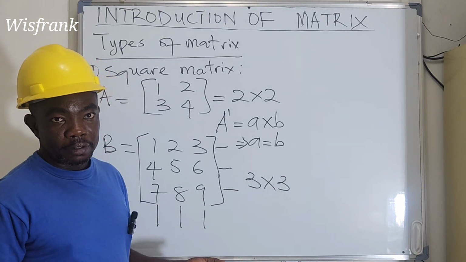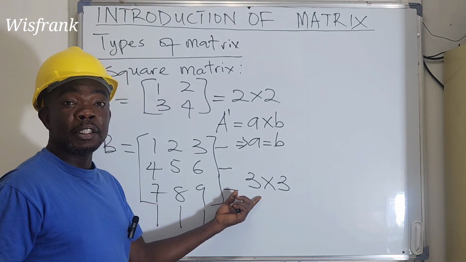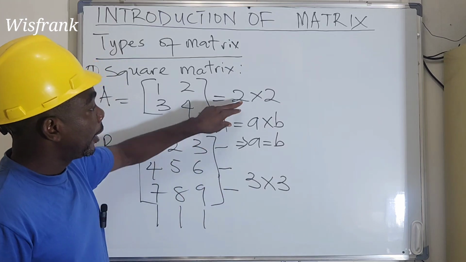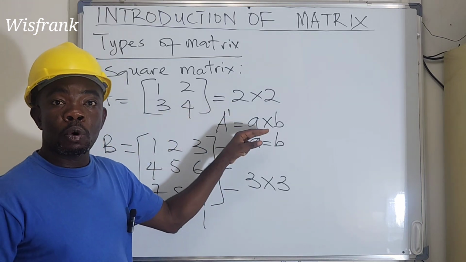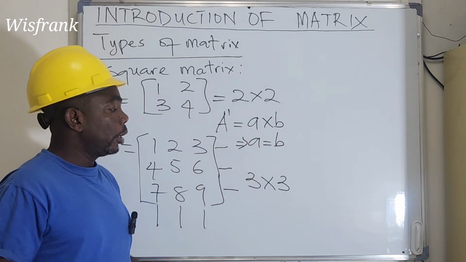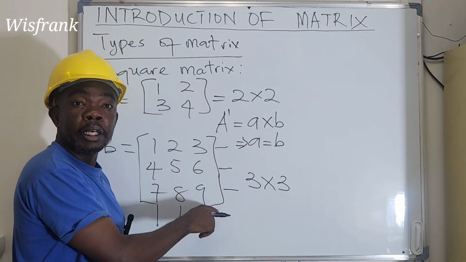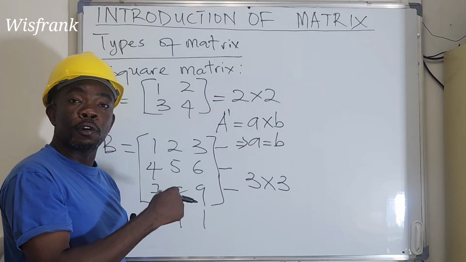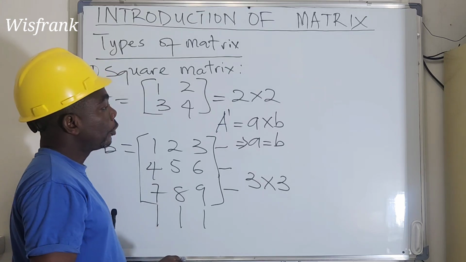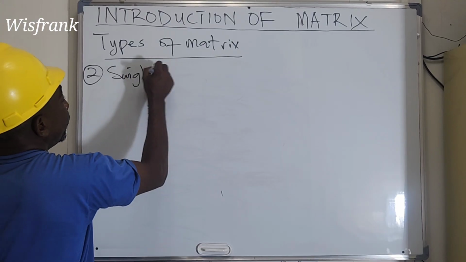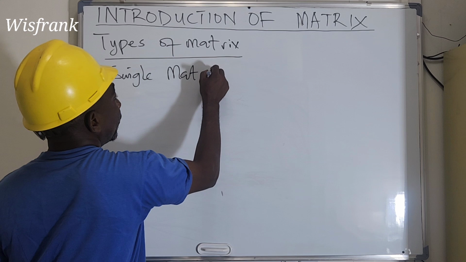This is how we identify the matrix that is square. We must have the number of rows equal to the number of columns. If the row is 2, the column must be 2. If the row is 3, the column must be 3. If the row is 4, the column must be 4. So the next one is the singular matrix.